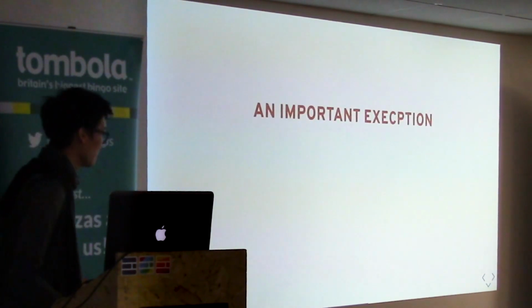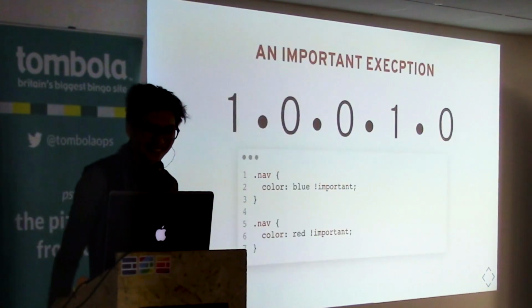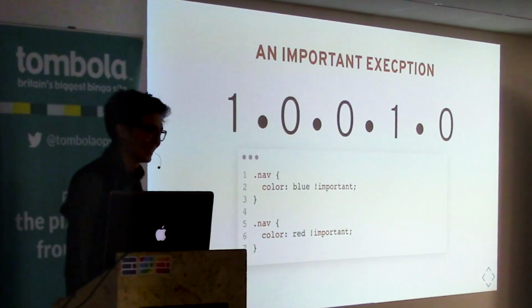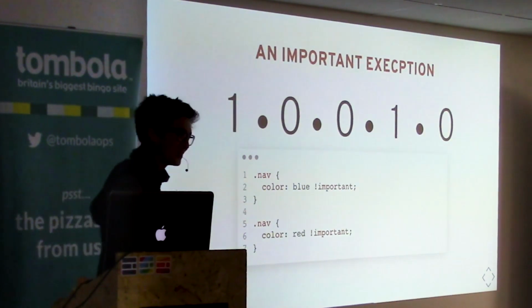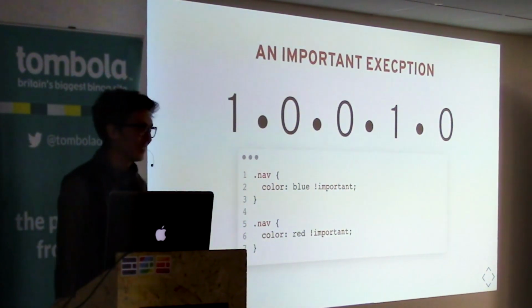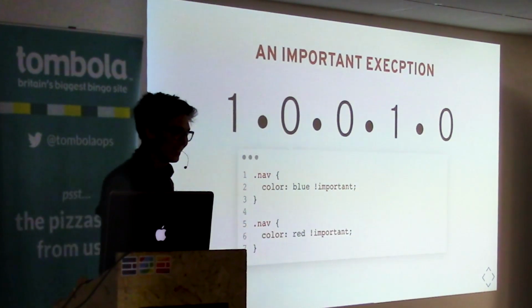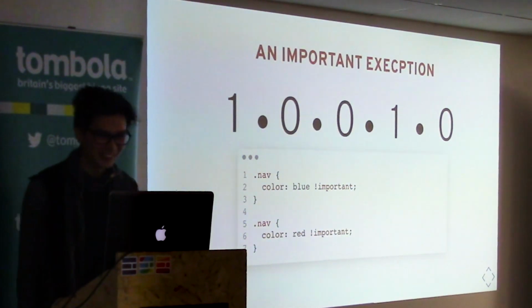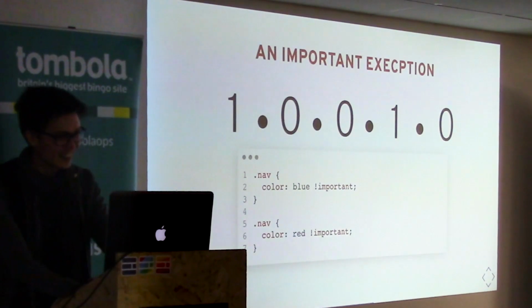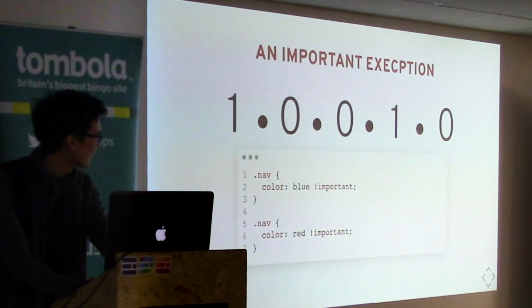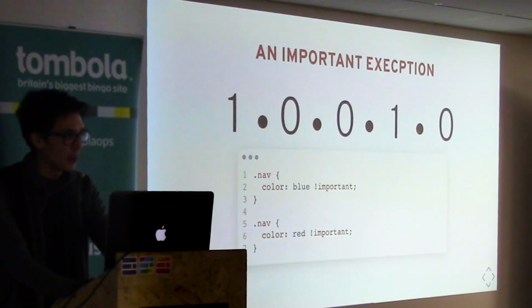There is an important exception, however. The important rule. Everybody's favorite rule to use, right? We use it in every project. No, didn't think so. So in this scenario, both of them are important. So the cascade's going to take priority, right?